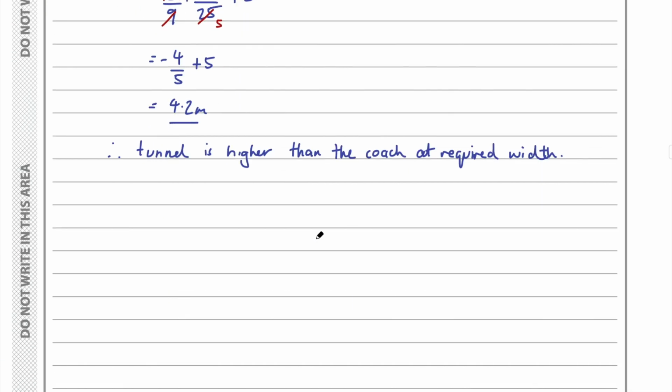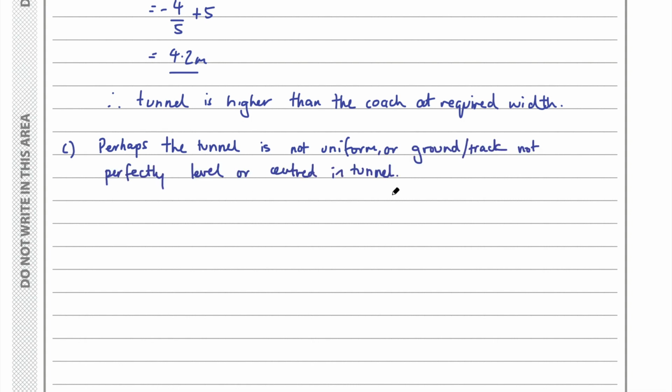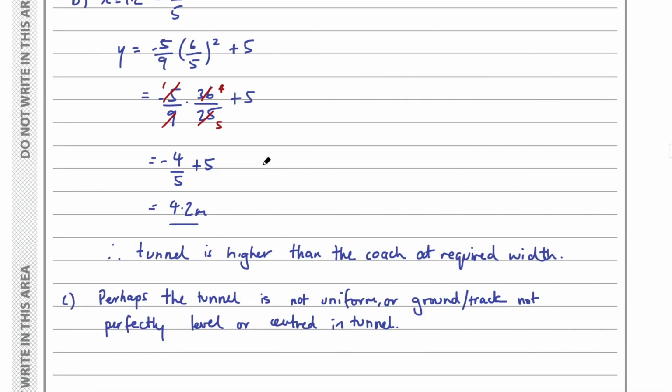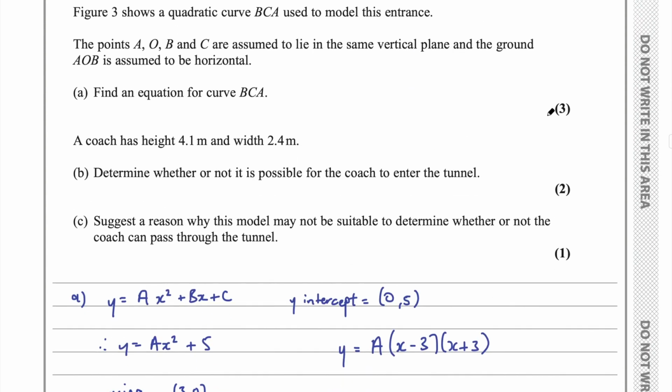for that 1 mark. So here I'll just write down a few. So perhaps the tunnel is not uniform, perhaps the ground is not level, or maybe it's not centered in the tunnel. The other thing is that, what about a train coming from the other direction? You don't know the entrance to the other side of the tunnel. Maybe that would make a difference as well. But that was part C, and all up, question 6 was for 6 marks, 3 marks for part A, 2 marks for part B, and 1 mark for part C.